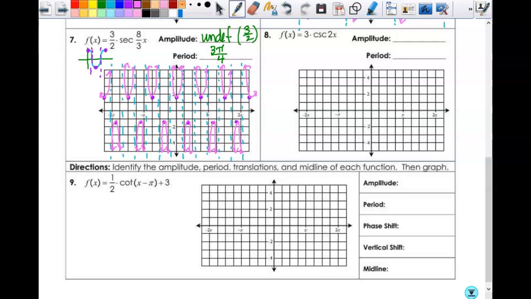There's number 7. All right, number 8. The amplitude, again, is undefined, but I do have an A of 3 that's important to me. Cosecant is the reciprocal of sine. So the period is 2 pi, but then I divide by 2 to get pi.